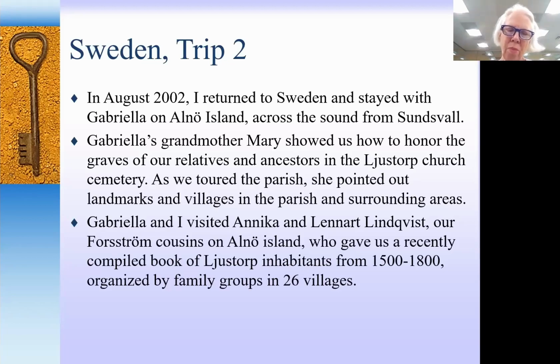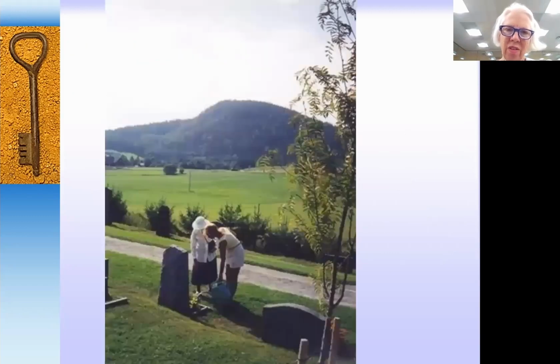And we went back to Justorp, and Gabriella's grandma, Mary, showed us how to honor the graves of our relatives and ancestors in the Justorp Church Cemetery. As we toured the parish, she pointed out landmarks and villages. And then, this is the part that moves us closer to our topic, the Swedish naming patterns. Gabriella and I visited Annika and Lennart Lindqvist, our other Forsström cousins on Ulno Island, and they gave us a recently compiled book of Justorp inhabitants from 1500 to 1800, organized by family groups in 26 villages.